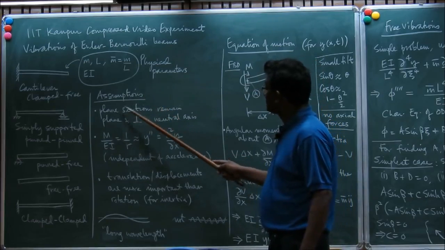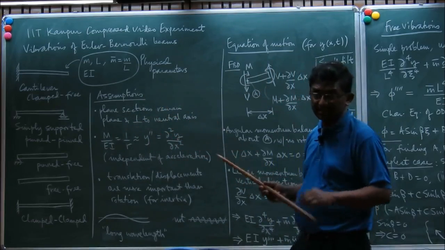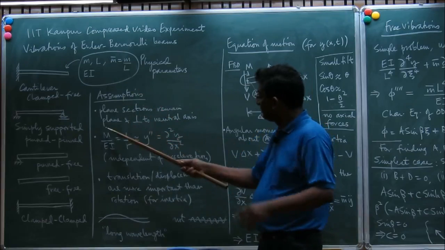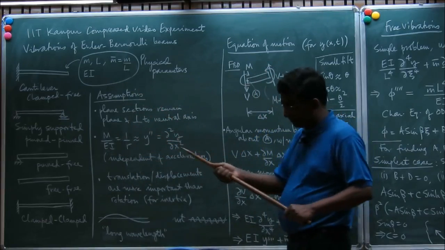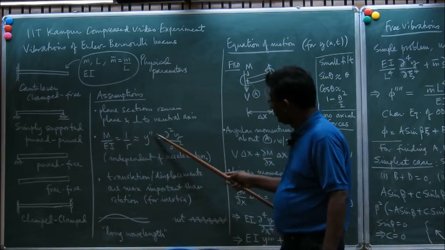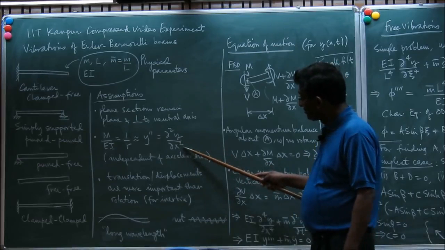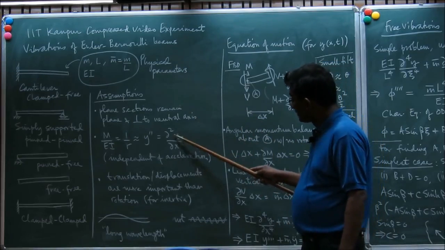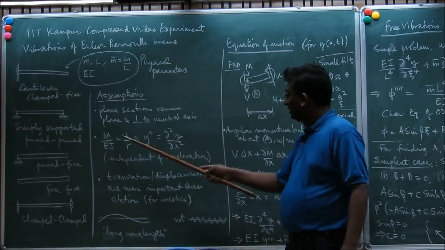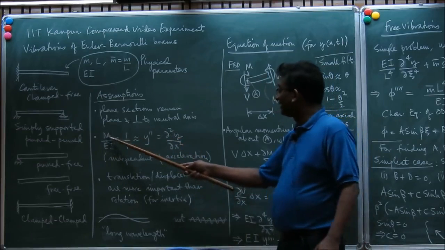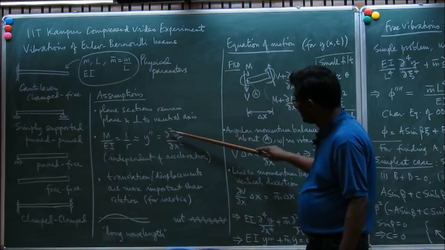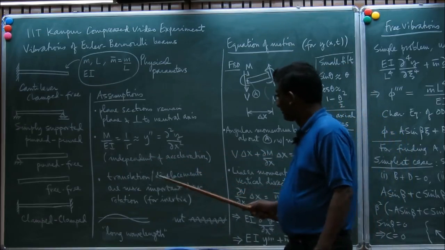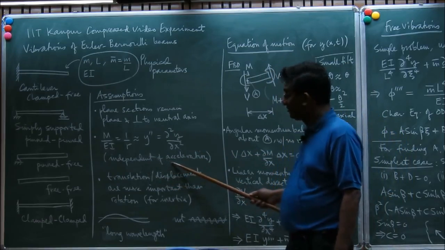The assumptions are plane sections remain plane and perpendicular to the neutral axis, familiar from strength of materials, and the bending moment at any section M divided by EI is equal to the curvature of the beam, which is approximately y double prime, and we write it here using partial derivatives because we are going to do dynamics and vibrations. This curvature is taken at any instant of time, t held fixed, and the moment at that instant. This relation M over EI equals y double prime, or y_xx, is independent of acceleration. It applies even for a vibrating beam.